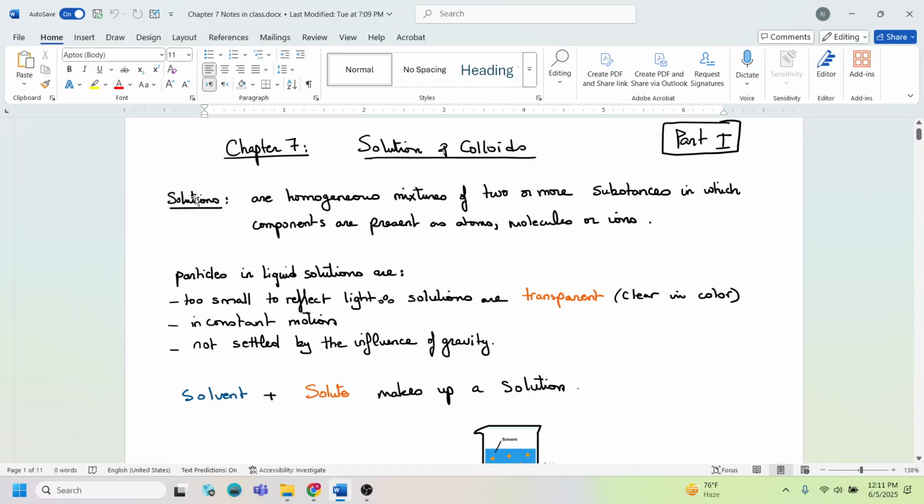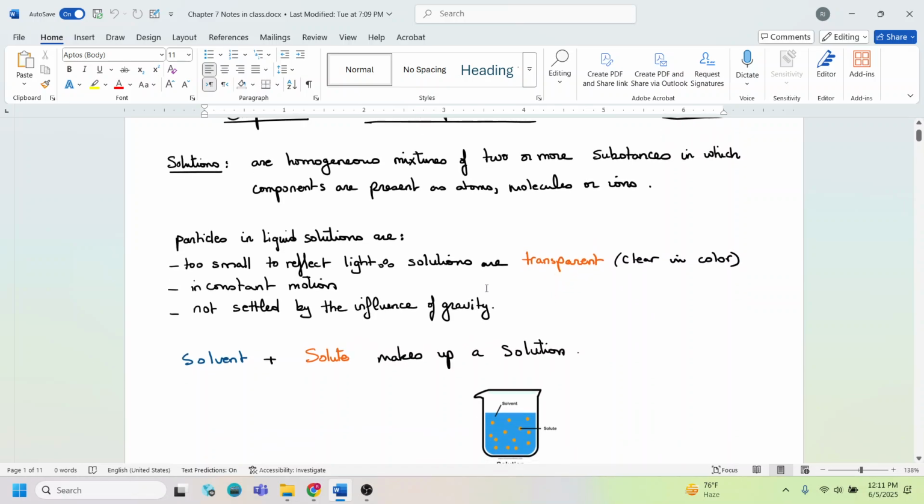So when you look at a solution and you see that the solution is transparent, what does that mean? It means that the particles in the solution are too small to reflect light. And this is why the solution appears to have no color.